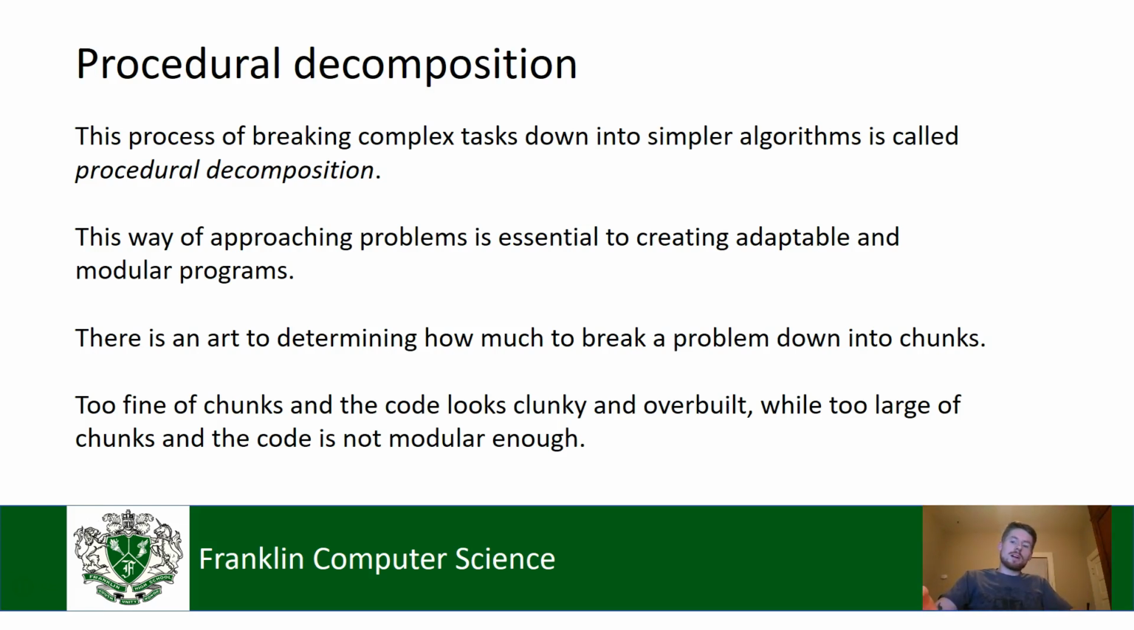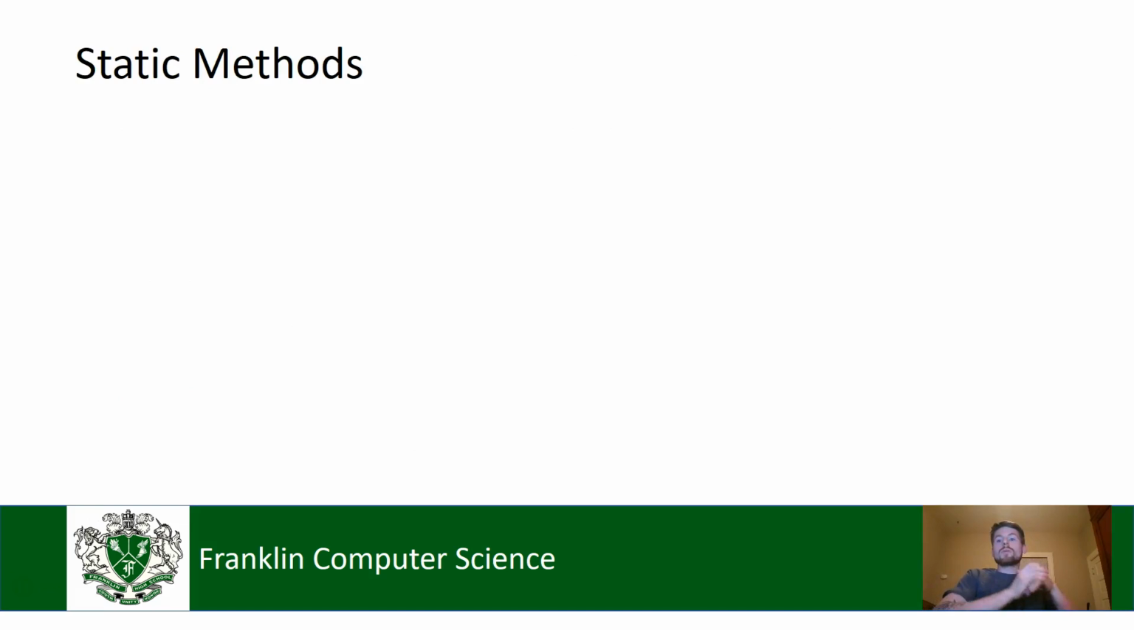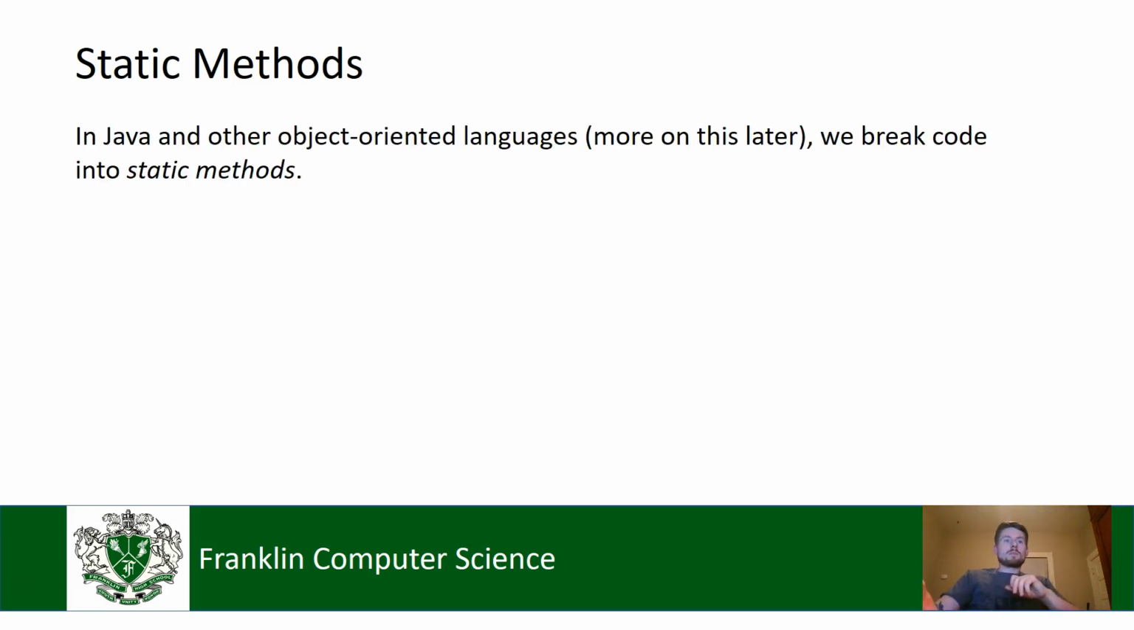Okay? All right. So, how do we do this? How do we chunk our code? How do we take something that's big and complex and break it into smaller units? We'll talk about this. The way to do that is with static methods.